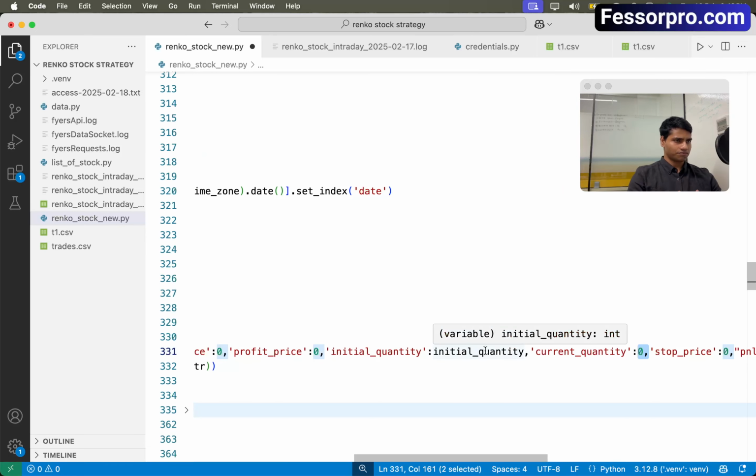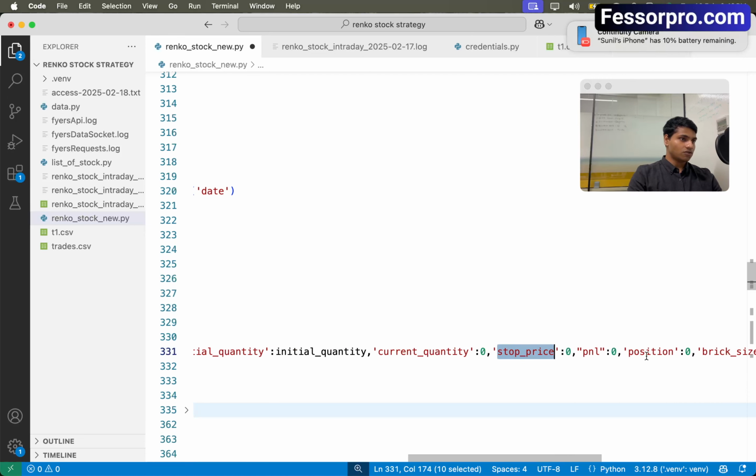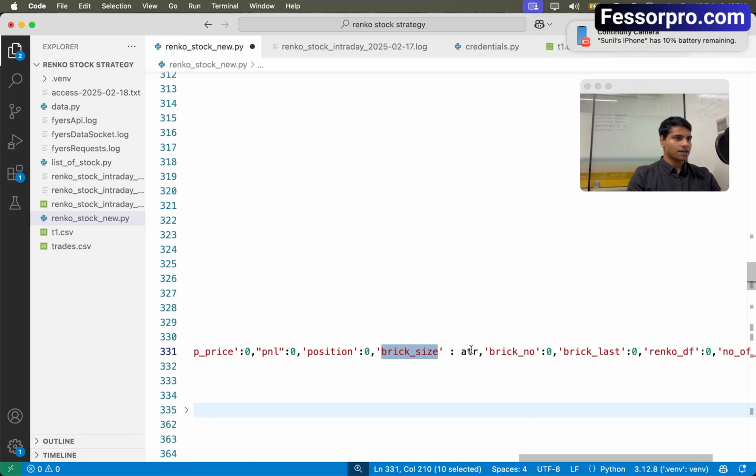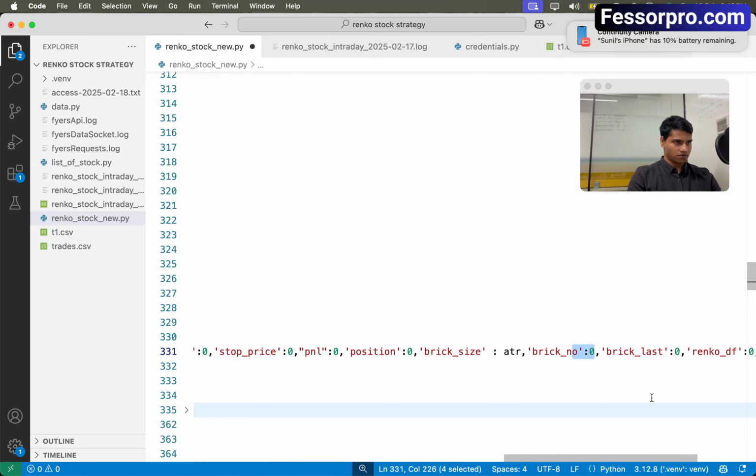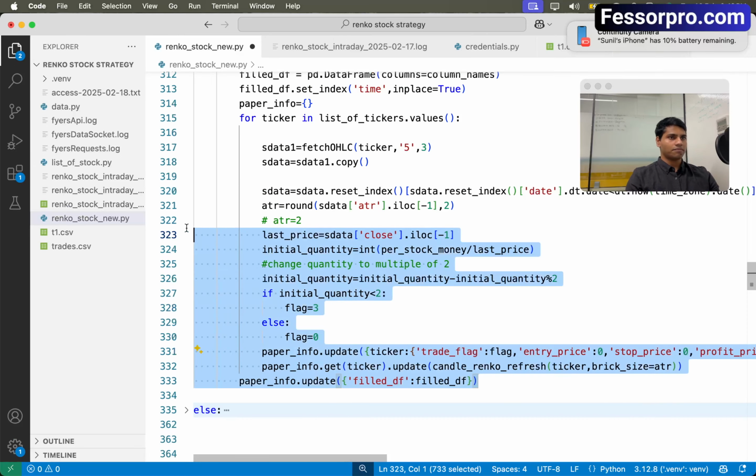Initial quantity will be something. Current quantity will be initially 0, because current quantity will update when I take a position. Before taking the position, my current quantity is equal to 0. Stop price will be 0, PNL will be 0, position will be 0, brick size will be whatever the current ATR is. Brick number, again, these pieces of information are not that important, but I'm still storing it. So this is how I'm saving the data into my paper info variable.